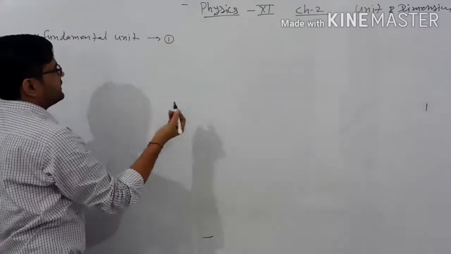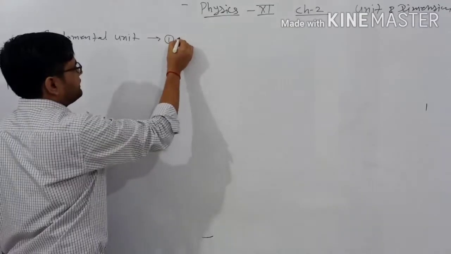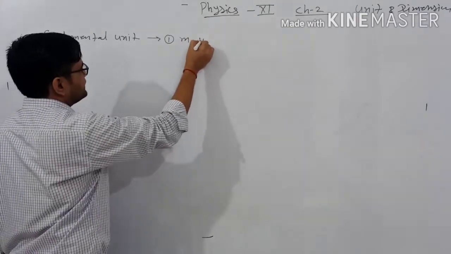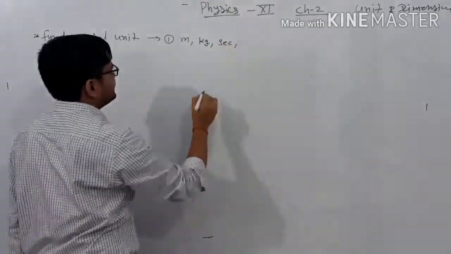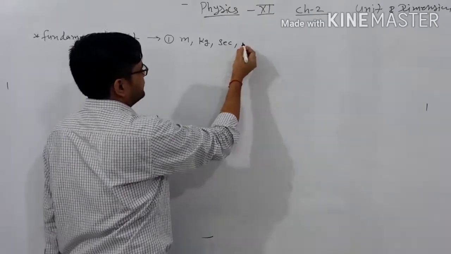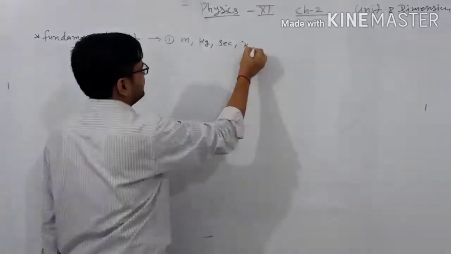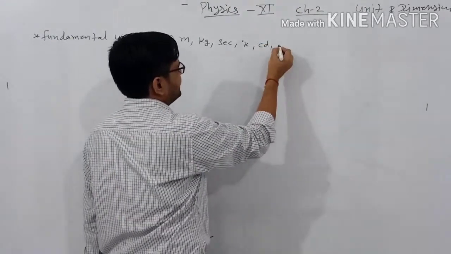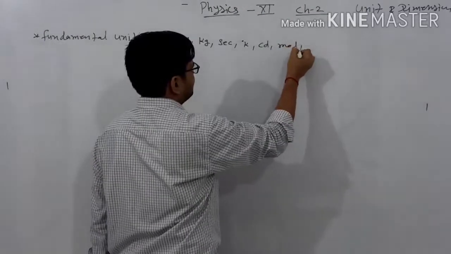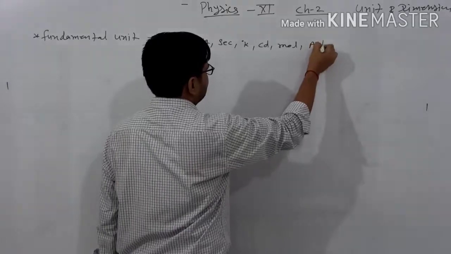The first one is represented by the meter, for length. The second one is the kilogram. The third one is the second. The fourth one is the degree Kelvin. The fifth one is the candela. The sixth one is the mole, and the seventh one is the ampere.